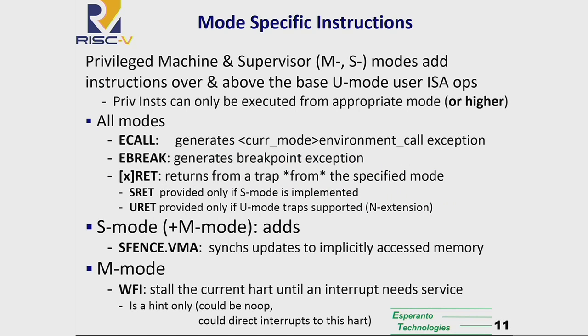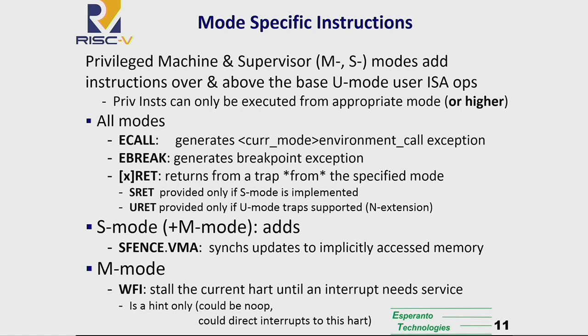So what are those privileged ops? So all modes have ecall. An ecall generates a trap which is directed to a higher privilege mode. Ebreak generates a breakpoint exception. It's available to all modes. And there are also return instructions, which return from a trap from some specific mode. So there is a U return, an S return, an M return, but you can only execute M return from M mode. You can execute S return from either S mode or M mode, et cetera.